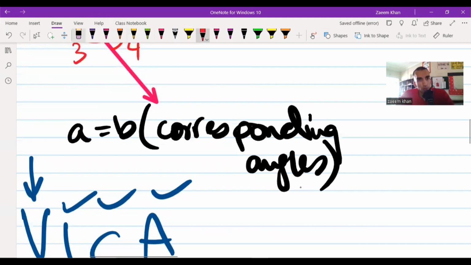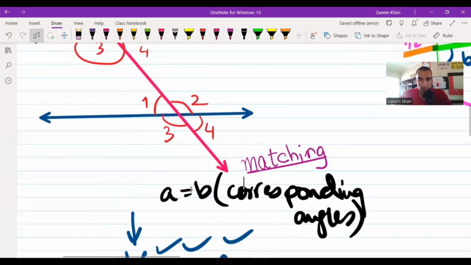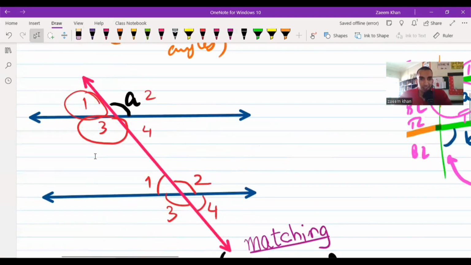Now, corresponding means, what's another word? What's a synonym for corresponding? Starts with M. Matching. Yeah.